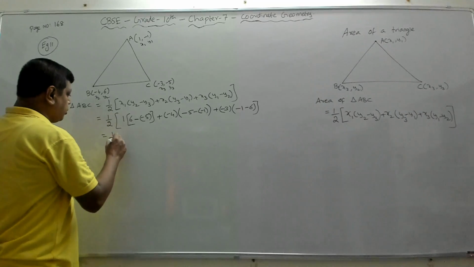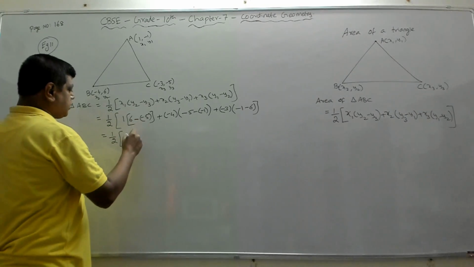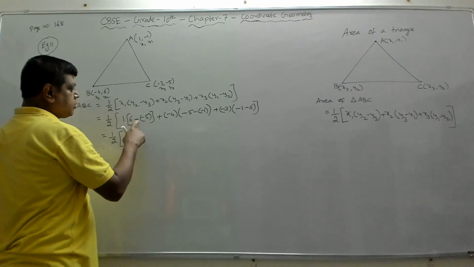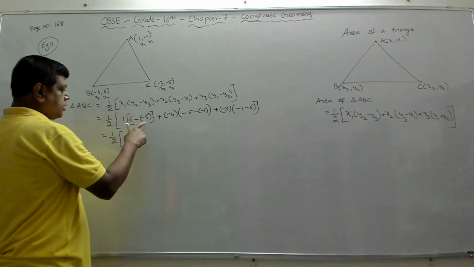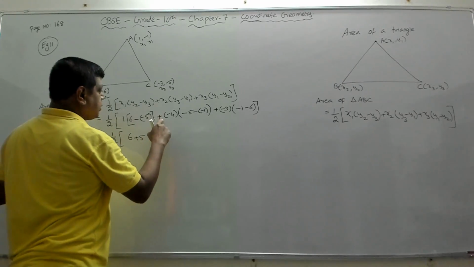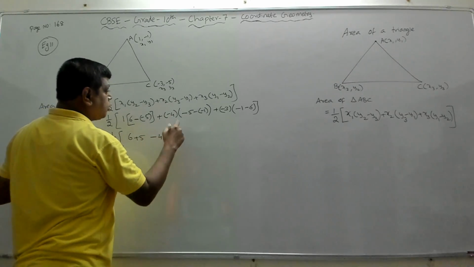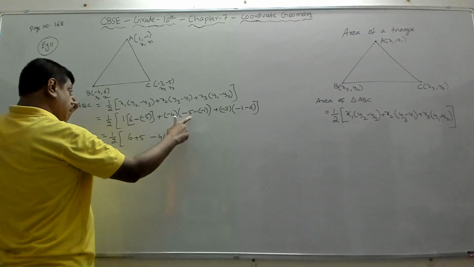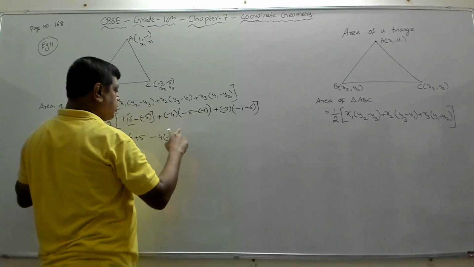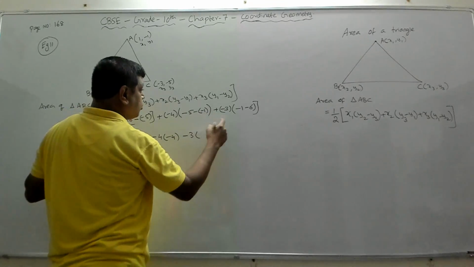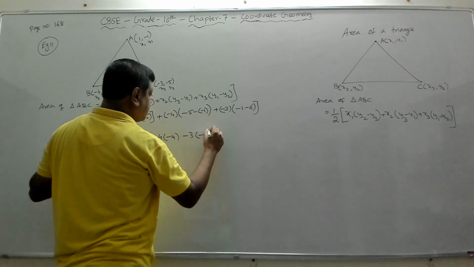So you get 1 by 2 of 1 into 6 plus 5. Minus into minus is plus 5, so 6 plus 5 into 1 is 6 plus 5. Then plus into minus is minus. 4 into minus 5 plus 1: minus 5 plus 1 is minus 4. Minus into plus is minus. 3 into minus 1 minus 6 is minus 7.